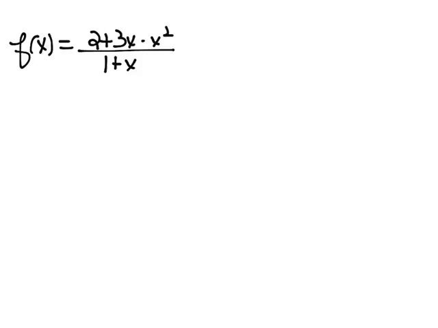In this rational function, f of x equals 2 plus 3x minus x squared divided by 1 plus x, we can see that we do not have a horizontal asymptote because the degree in the numerator is greater than the degree in the denominator. When the degree of the numerator is 1 power greater than the degree of the denominator, we have what is called a slant asymptote.